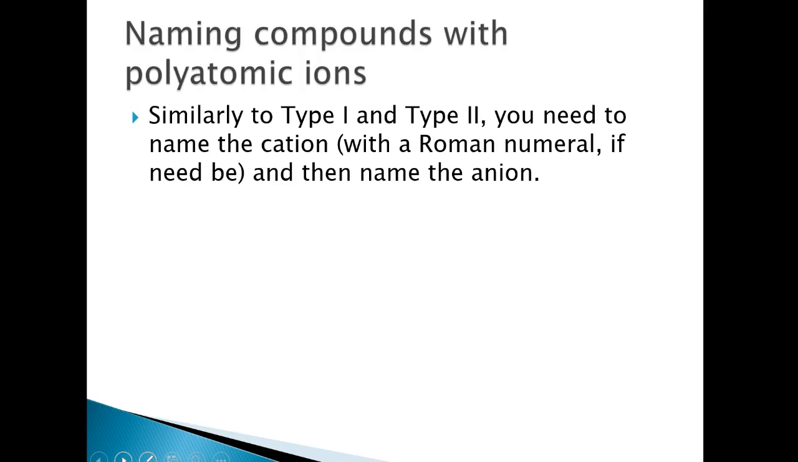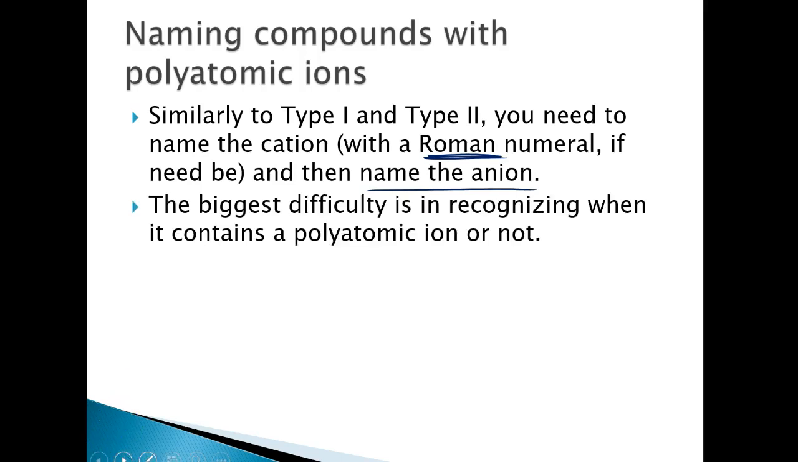Alright, naming them is probably the harder part. You need to name the cation. You need to name whatever's written first. If it has to have a Roman numeral, you have to do it, and that's the hard part. And then you just name the anion, you pull it right off that sheet of paper.